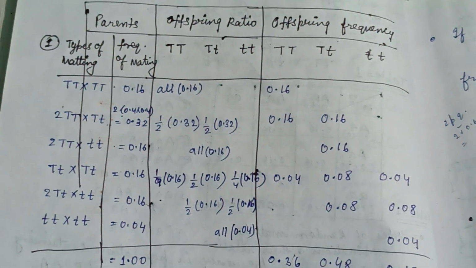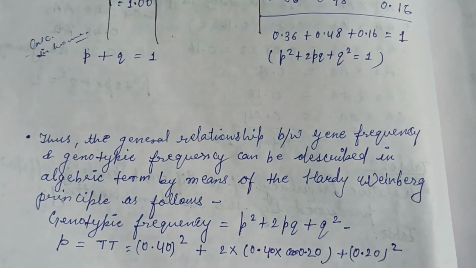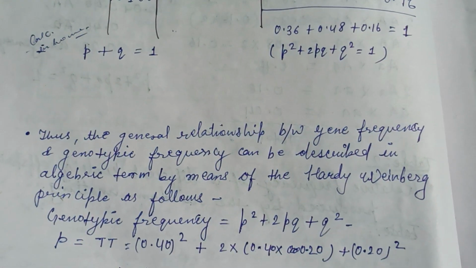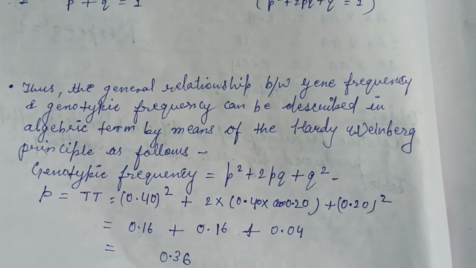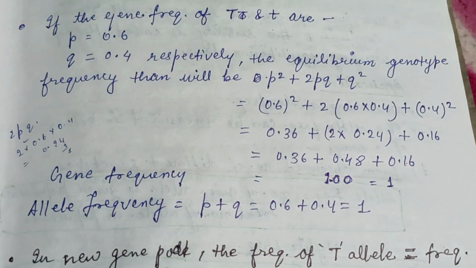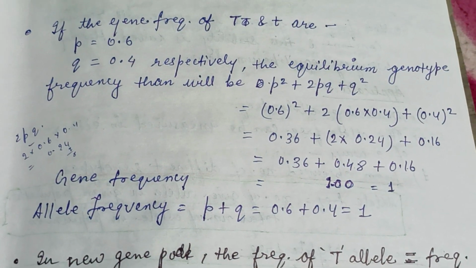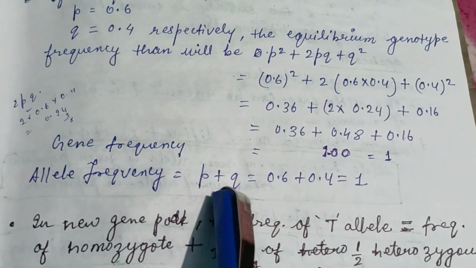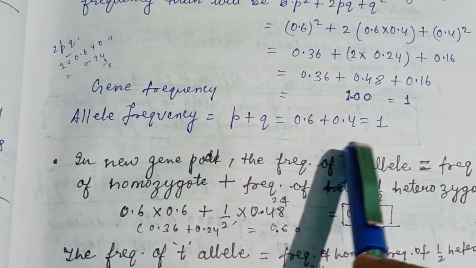So in table number 2, it also describes that p square plus 2pq plus q square equal to 1, that the general relationship between the gene frequency and the genotype frequency can be described in algebraic terms by means of the Hardy-Weinberg principle as follows: p square plus 2pq plus q square equal to 1. We can see in this example, we can consider p equal to 0.6 and q equal to 0.4, where p and q are the initial frequencies or gene frequencies of some alleles. So in this, p square plus 2pq plus q square equal to 1, and gene frequency or allele frequency is equal to 0.6 plus 0.4 equal to 1.